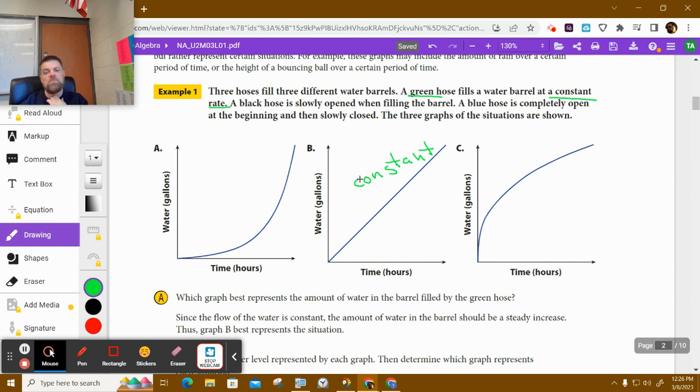What about the black hose? So now the black hose is slowly opened when filling the barrel. So it slowly fills the barrel. Which one do you think is the black hose, A or C? A. So this is the black hose. And I should probably label this one. This was the green hose.